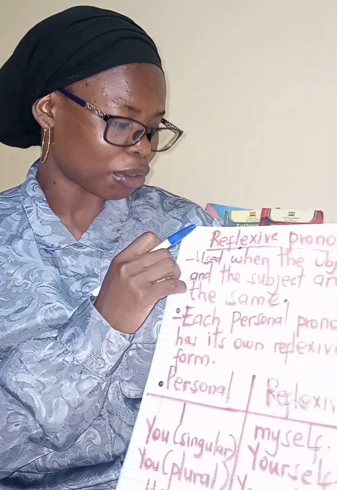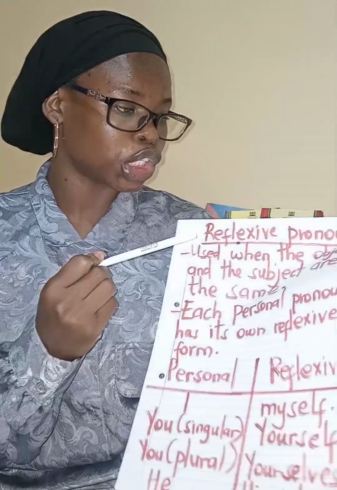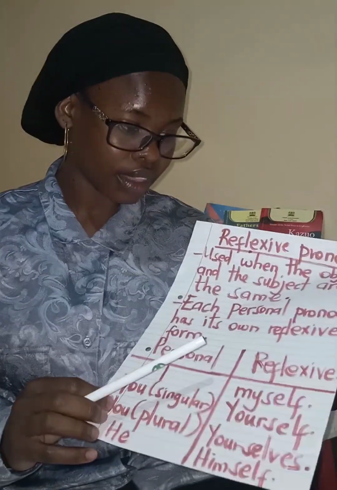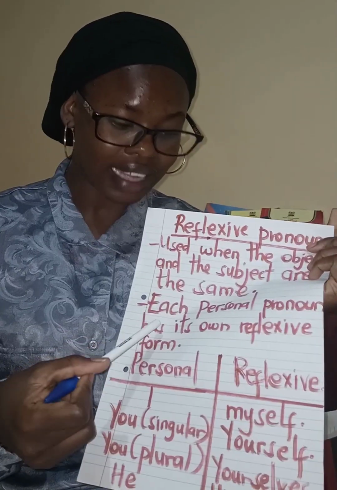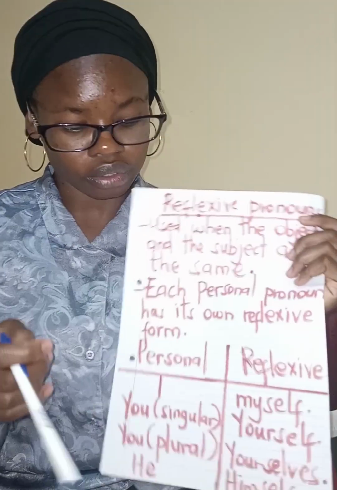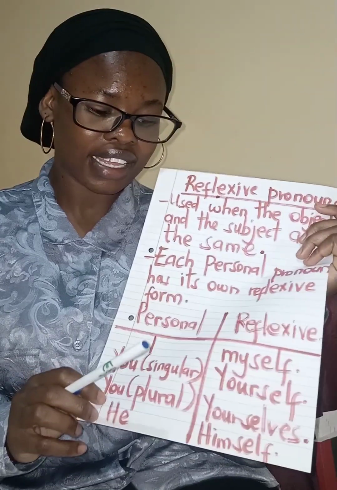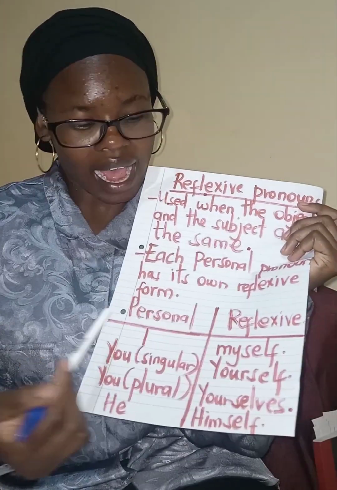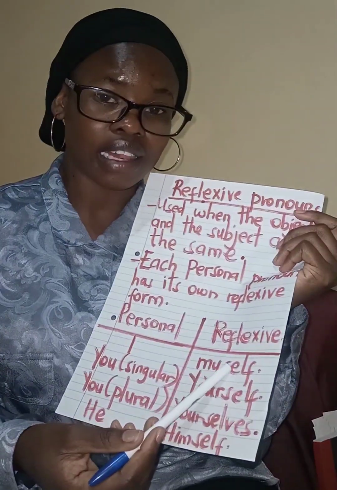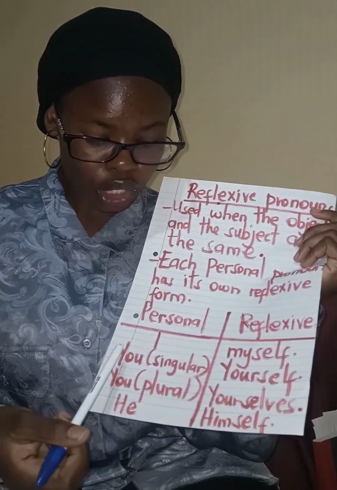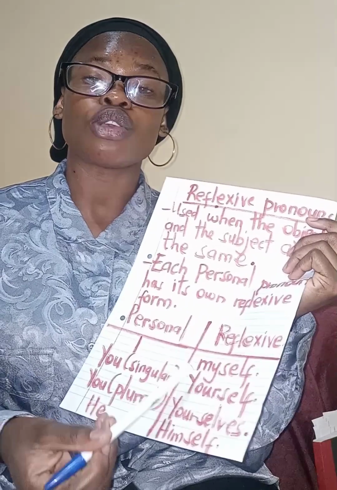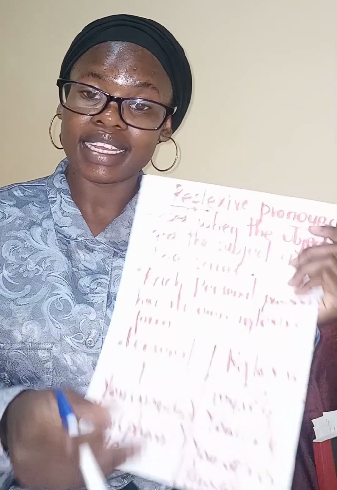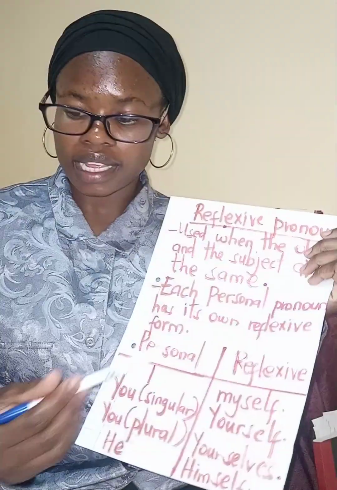Let us take a look at the notes. Reflexive pronouns are used when the object and the subject are the same. Each personal pronoun has its own reflexive pronoun. In the box, we see the personal pronouns and their reflexive pronouns. I is myself in the reflexive pronoun form. You in singular is yourself, and you in plural is yourselves. He, himself.